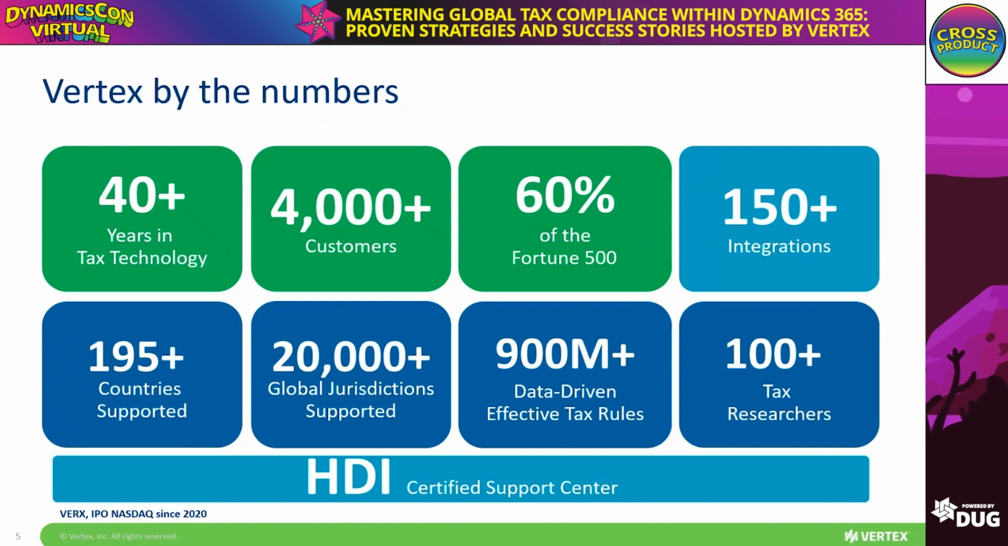With the solution we're talking about today, we support over 60% of the Fortune 500. We've got over 150 different integrations. This session is specific to Dynamics, but if you happen to be using an e-com platform or a separate AP automation tool, whatever it might be, know that we likely have a pre-built integration that can integrate in the same fashion that we're talking about today.